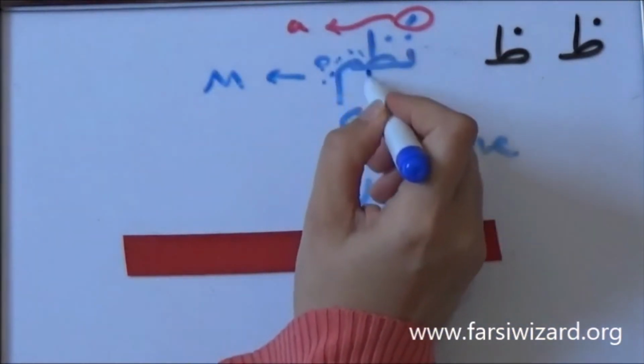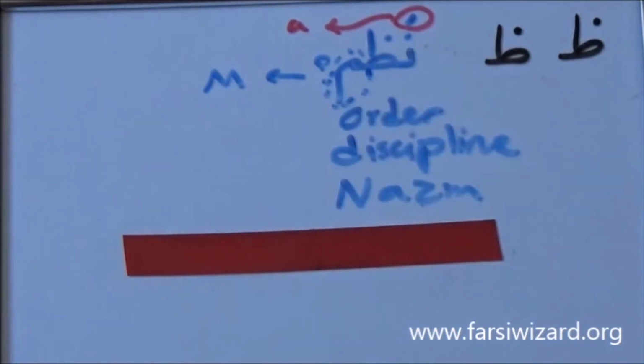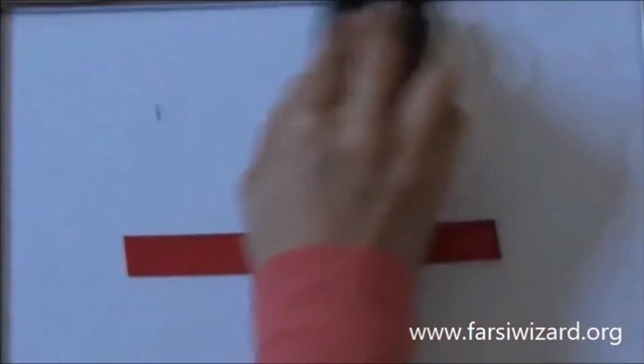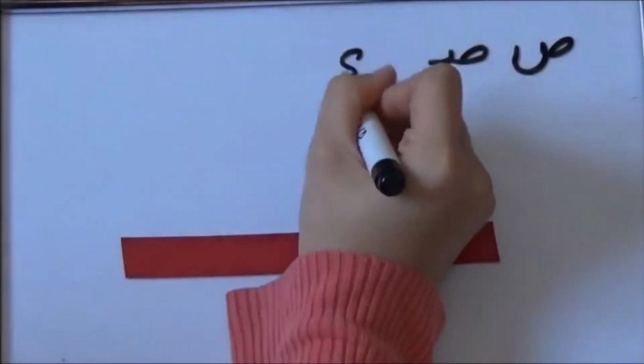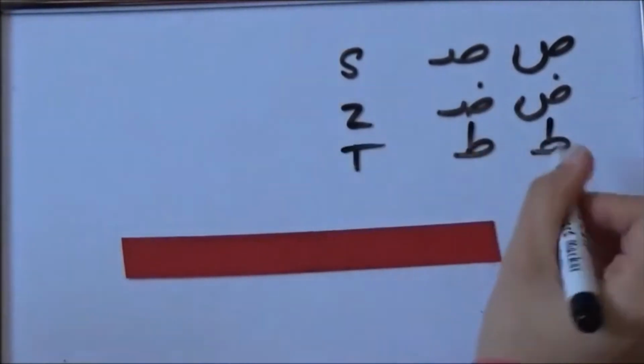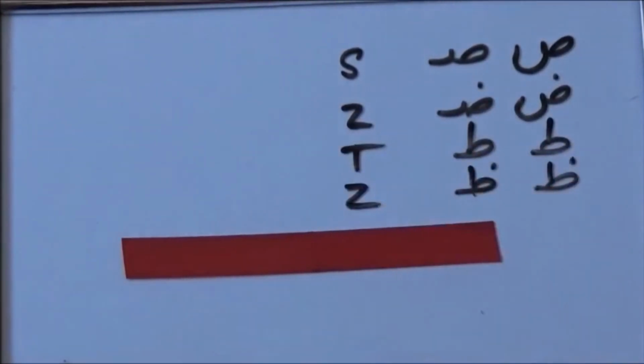So far you have learned basically 4 versions of Z in Farsi. If you review the previous videos, you will understand what I'm talking about. Okay, one more time, we are reviewing whatever we learned today. Sad, which is the equivalent of S, Zad equivalent of Z, Ta equivalent of T, and Za another equivalent of Z in English.